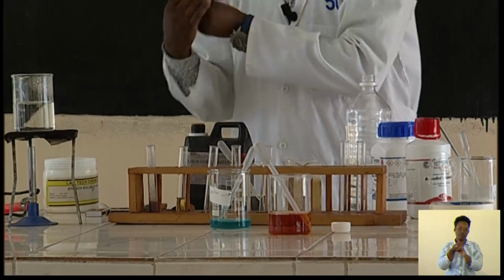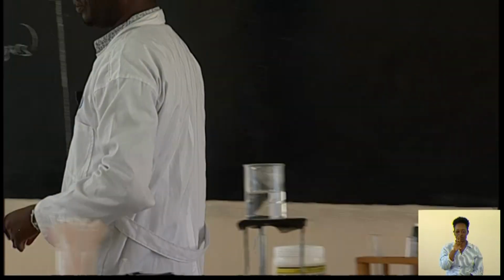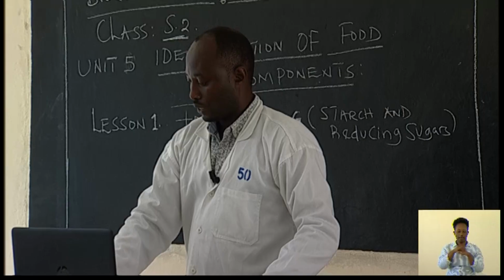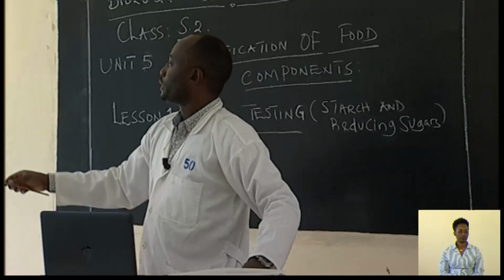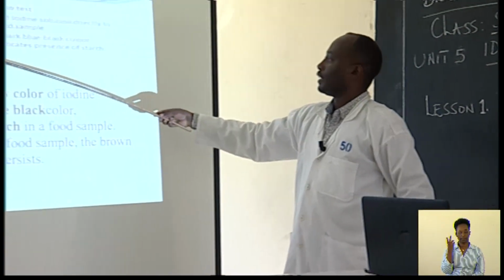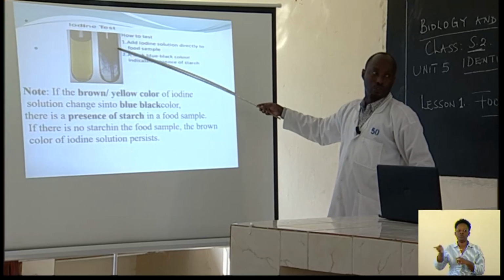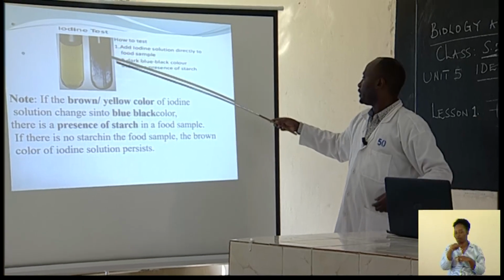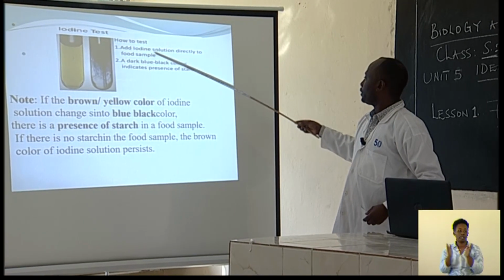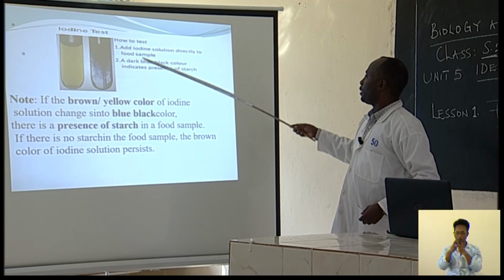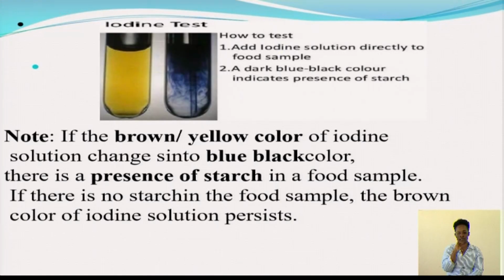Quickly, let us make a deduction and a conclusion. Let's go quickly to our observation. Here you have seen, there is absence of starch. Here there is presence of starch, blue-black color, which indicates the presence of starch, as you've seen how I did it. Add iodine solution directly to the food sample, and a dark blue color indicates the presence of starch.